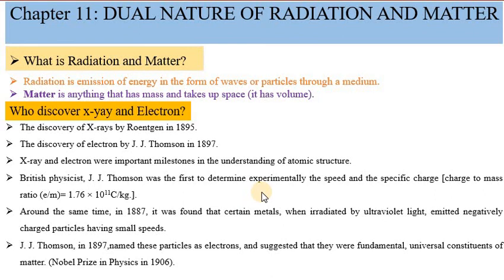So now I am going to talk about dual nature of radiation and matter. At first we have to know what is radiation and what is matter. Radiation is the emission of energy in the form of wave or particle through a medium or a vacuum space. And we know that there is a lot of radiation: electromagnetic radiation, thermal radiation. So these are the radiation.